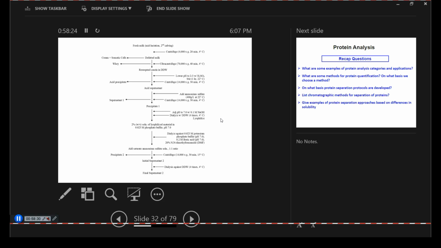So just to illustrate that fractionation of protein can be a super annoying process. Okay, I'm going to give you a 5 minute break to stretch and go somewhere and come back in 5 minutes, or just stay.